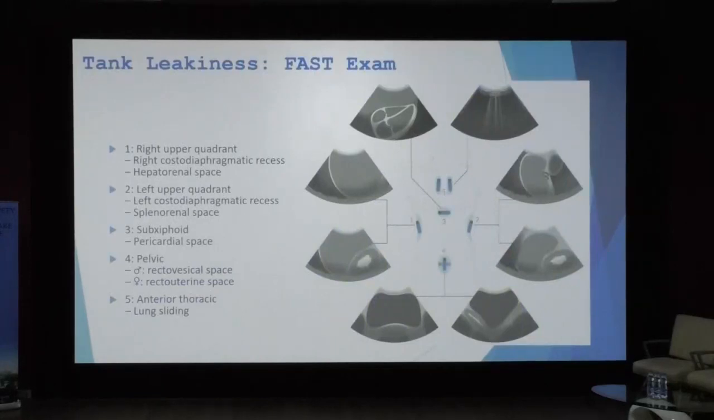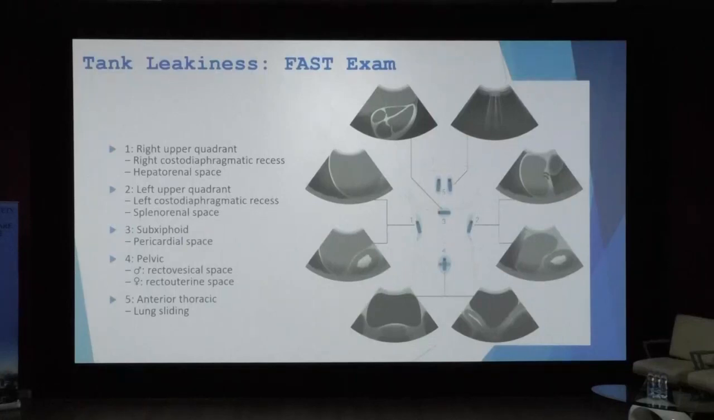Now the tank leakiness is important to see. Diagrammatically shown here, on the right side where we keep the probe, at the same time we see the right costodiaphragmatic recess, to see if any collection or effusion is there for the patient. We can see here the diaphragm, part of the lung and part of the liver, and then we see the hepatorenal space, the liver and the kidney, whether any collection is there, so that if any leak is happening here, we know the patient has a different problem.